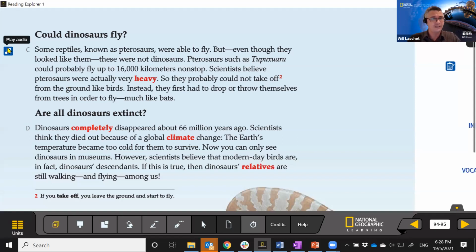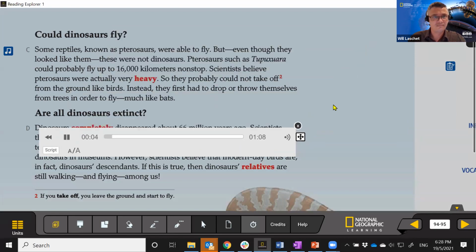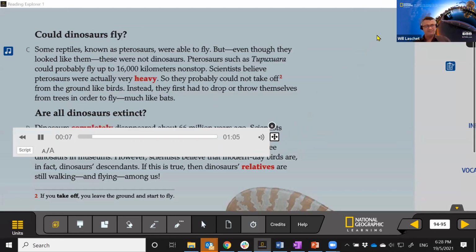Could dinosaurs fly? Some reptiles, known as pterosaurs, were able to fly, but even though they looked like them, these were not dinosaurs. Pterosaurs, such as Quetzalcoatlus, could probably fly up to 16,000 kilometers nonstop. Scientists believe pterosaurs were actually very heavy, so they probably could not take off from the ground like birds. Instead, they first had to drop or throw themselves from trees in order to fly, much like bats.